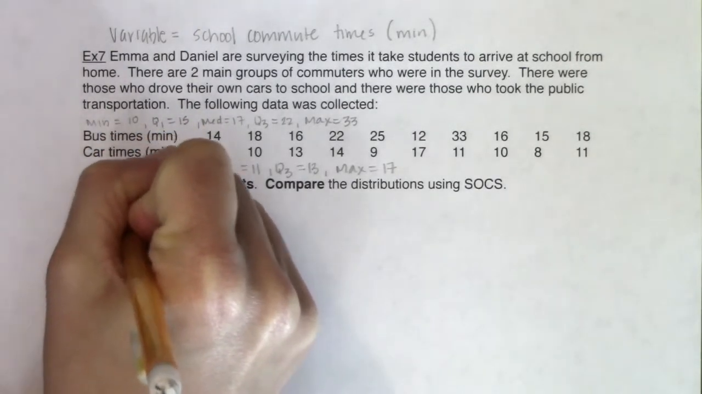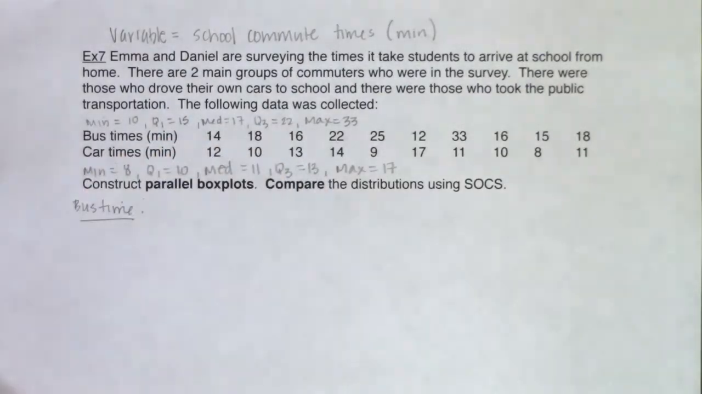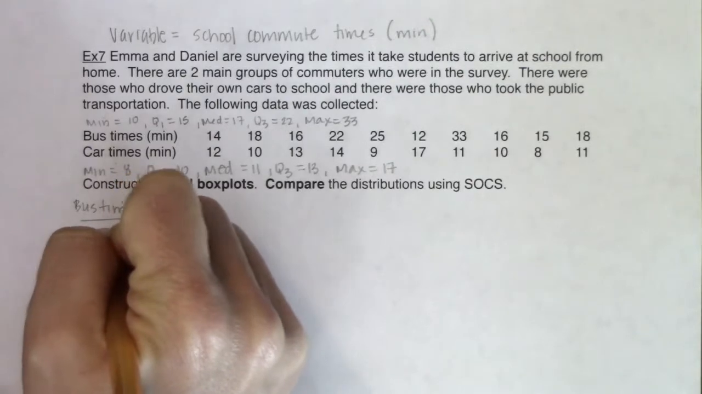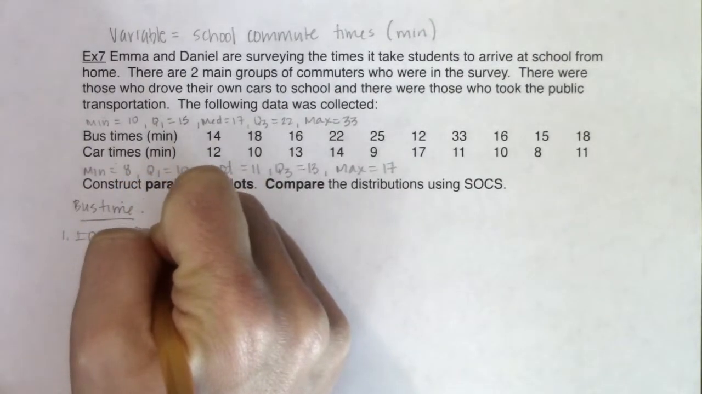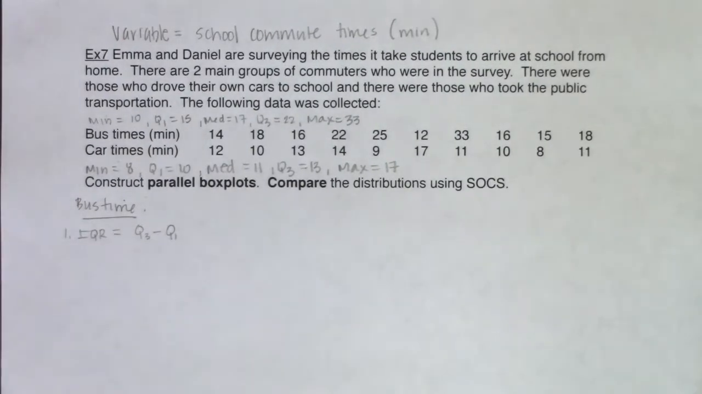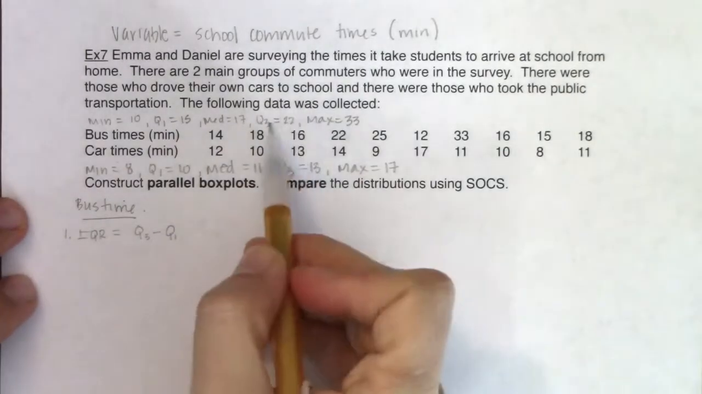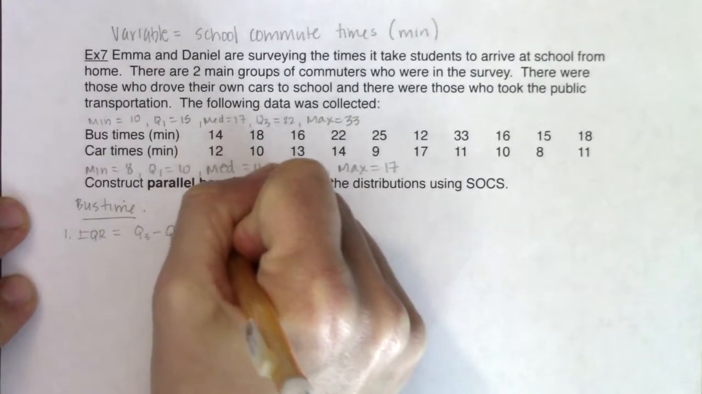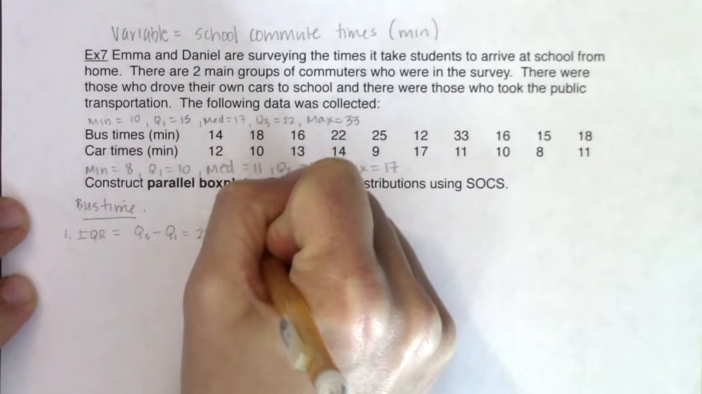Anytime I wanna find the safety zone, it's three steps, right? So the first step is find the IQR. IQR is always Q3 minus Q1. So again, where range was high minus low, interquartile range is high quartile minus low quartile. Now for the bus times, I'm looking at 22 minus 15. So I am looking at 7.